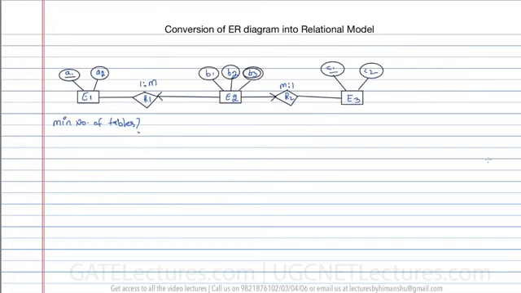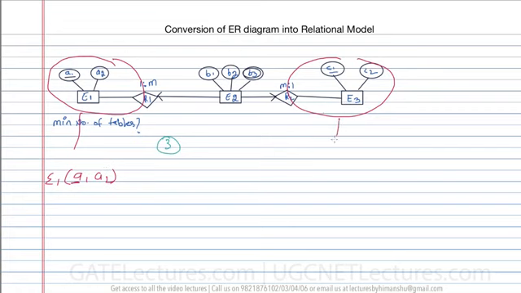Now take the next example. Find out the minimum number of tables required to draw this one. You can see the minimum number of tables here is 3. Why do we require 3? Take this side, it is the many side, and this is also a many side. For both of them you can create a table. For E1 you can create a table having A1 and A2, where A1 is the key attribute. For E3 you can create a table having C1 and C2, where C1 is the key attribute.